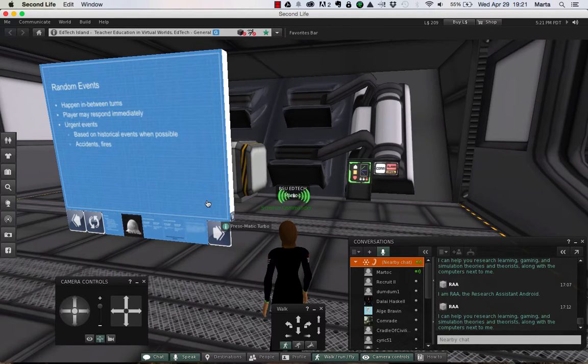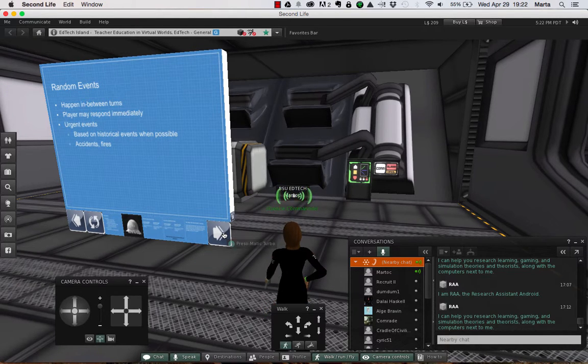And then in between turns, I want to have some random events that players would have to respond to immediately. So those are urgent things, again, that I'd try to tie to the historical events. It could be accidents. There were a few of those on the project. It could be fires. It could be other damage to some kind of structure. So something that the player has to rebuild, or they have to make some emergency shift in the rules for their personnel. Something that they have to respond to more urgently.